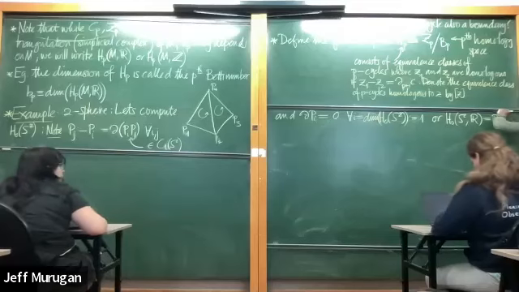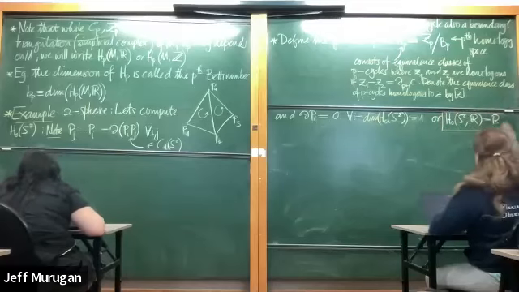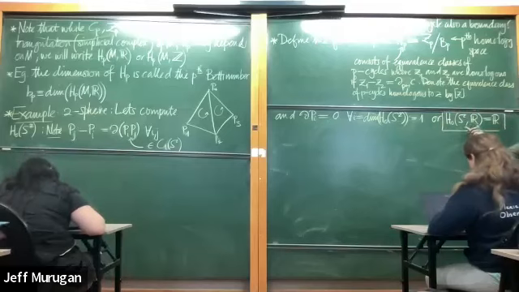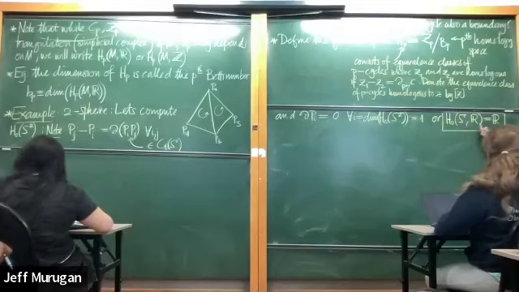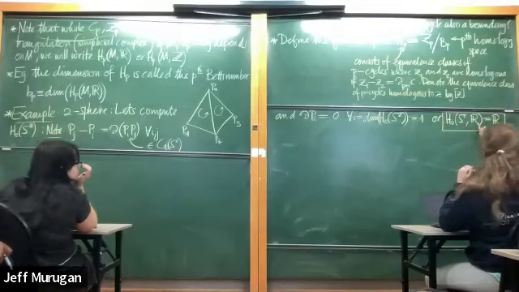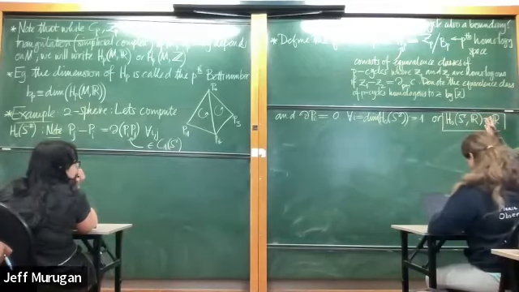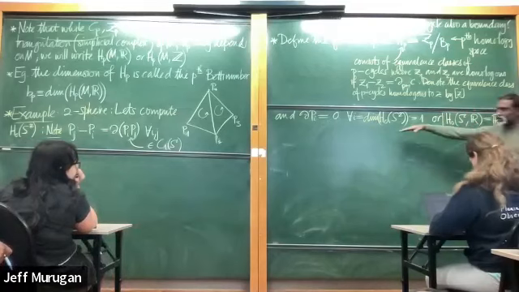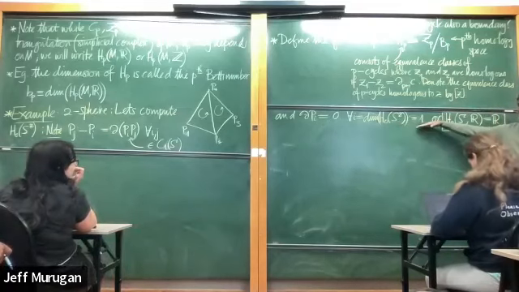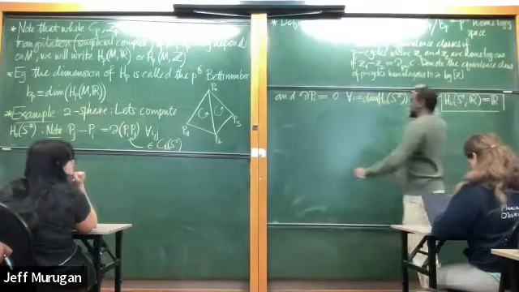I'd like you to keep this in mind. Had I chosen H naught of S2 with respect to Z, it would have been Z as well. But I want you to keep in mind the story, and in particular, the dimension of H naught is 1. What about H1?